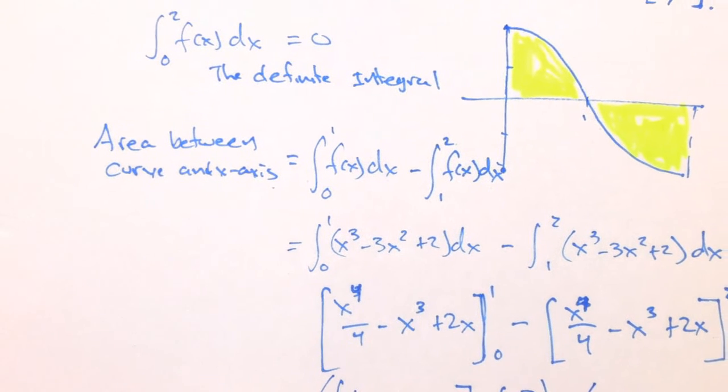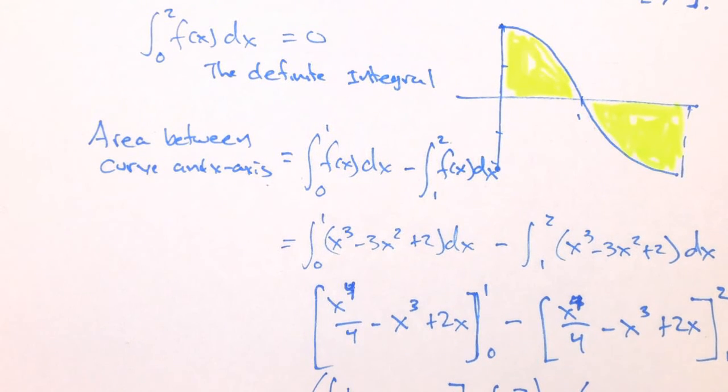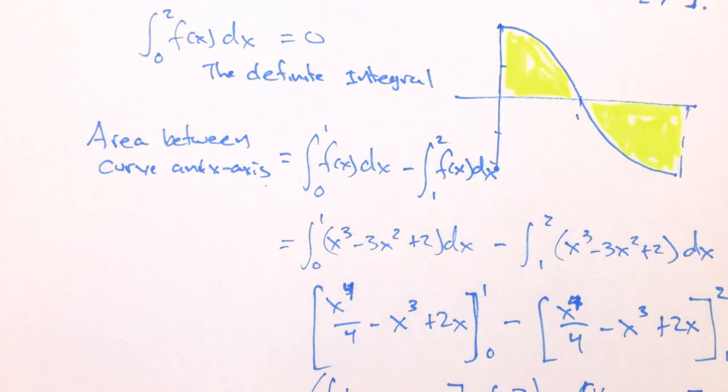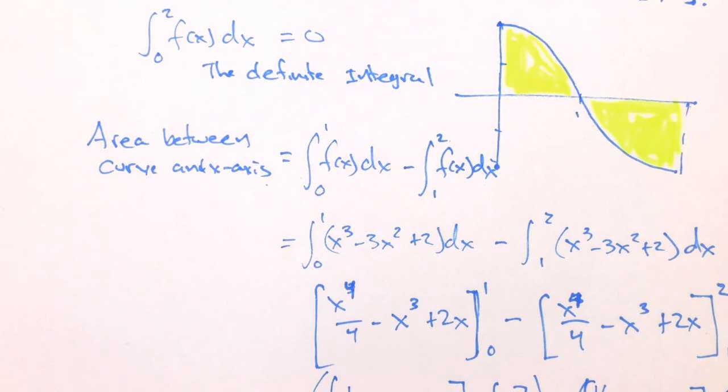Minus, and then let's do it for this one over here. Plug in 2 to the 4th power is 16 fourths, minus 2 cubed is 8, plus 4 minus, running out of paper, let's see, 1/4 minus 1 plus 2x plus 2. That's 1 1/4. It's the same as that one.